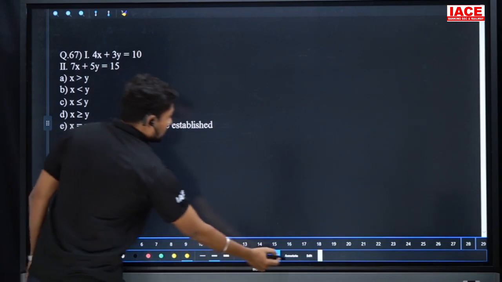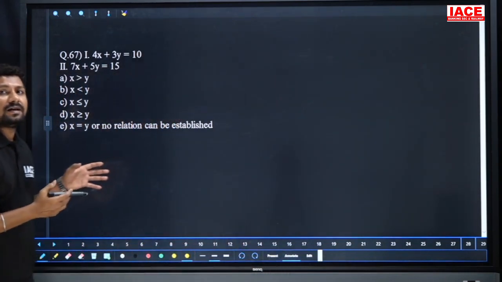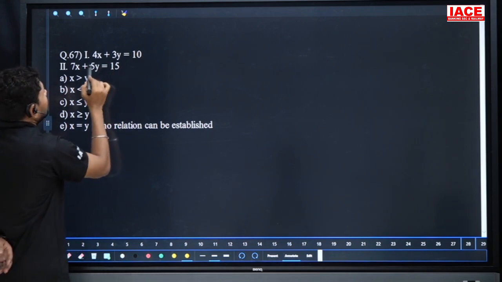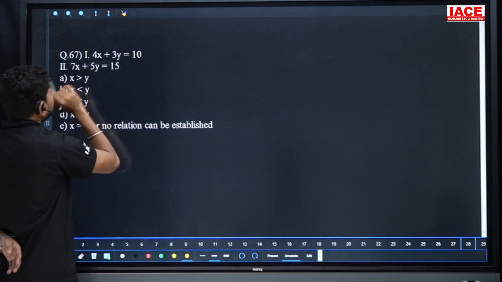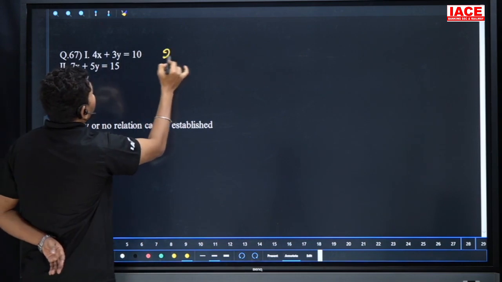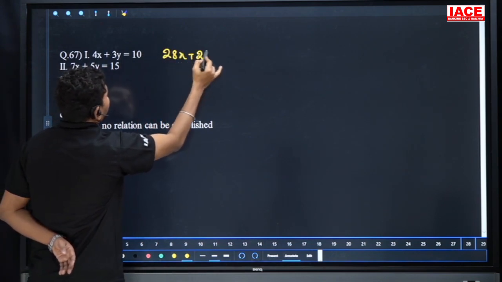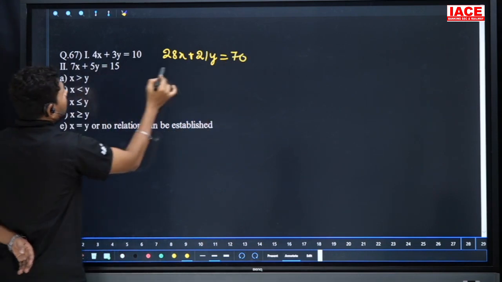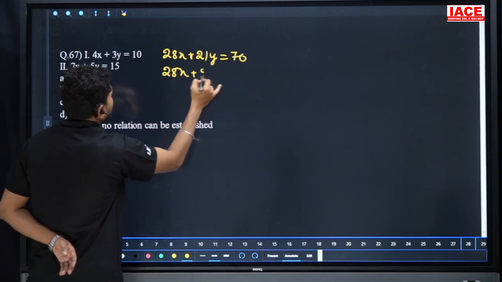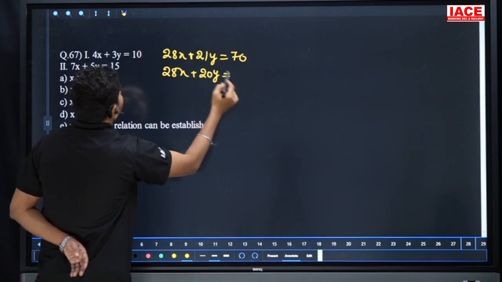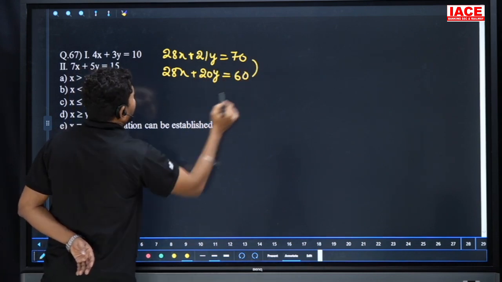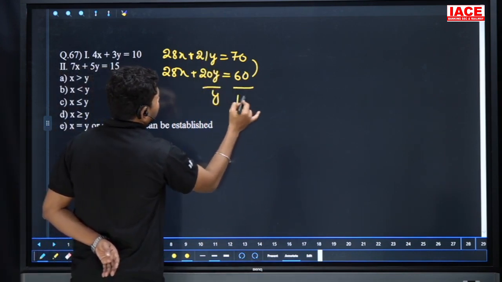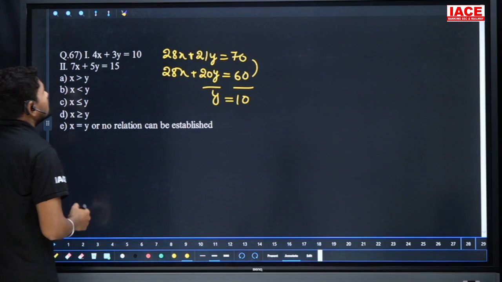And coming to the next one, here the notations are given like linear equations. In linear equations, make any one variable's value equal. Then here I am multiplying with 7: 7 4s are 28x, 7 3s are 21y and 70. And here we multiply 4: 4 7s are 28x, 4 5s are 20y and 4 15s are 60, and the gap is 10. Here x is cancelled, 21 minus y is equal to 10.